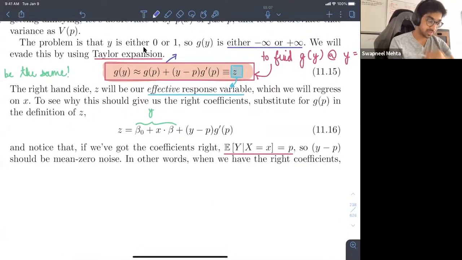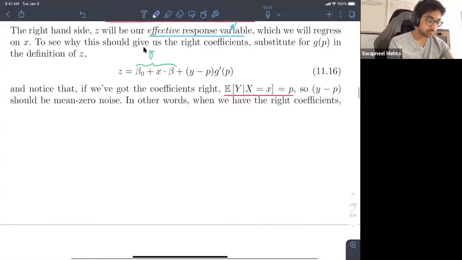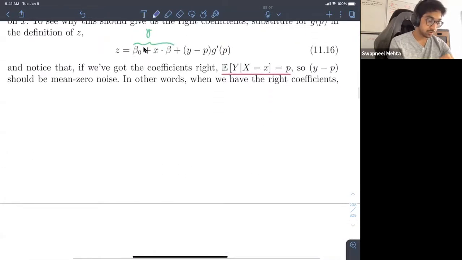Okay, so we bypass that by using a Taylor expansion, and so our g of y function, or our effective response variable z, will now be of this form, and that avoids this minus infinity plus infinity problem. And notice that if we got the coefficients right, then the expectation of this is equal to p. This conditional mean is equal to p. So y minus p should be mean zero noise, because the expectation of this term goes to zero.